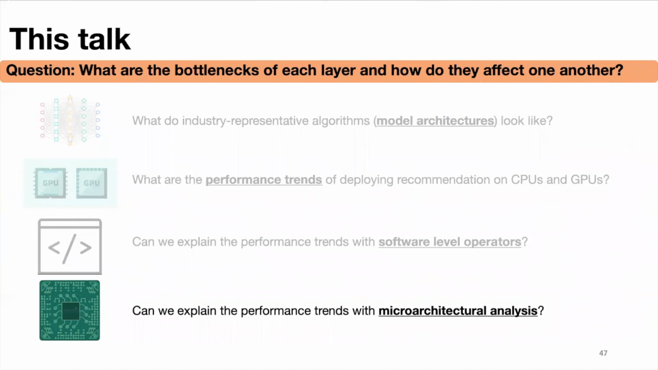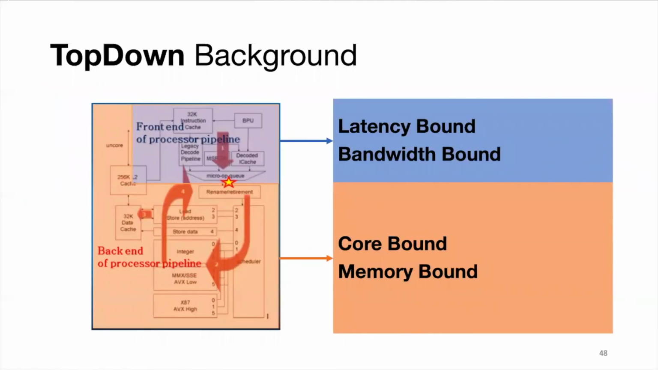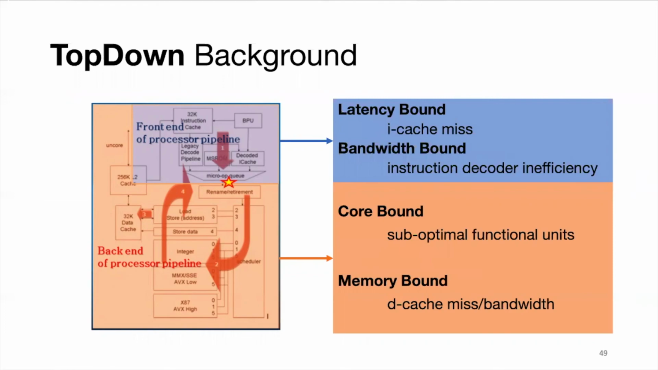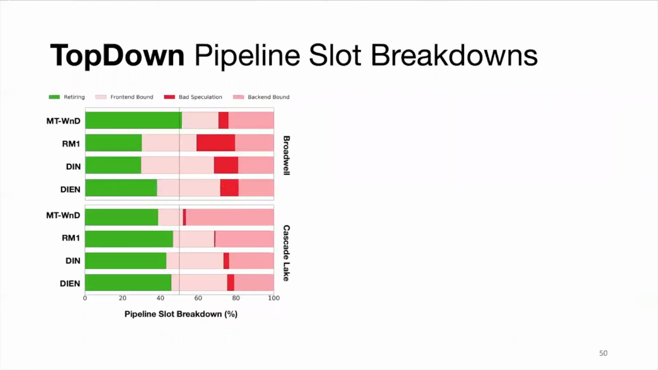Lastly, we want to tackle the performance trends from a microarchitectural standpoint. As we all know, modern processors can be split into frontend and backend. Within frontend, we can classify our problems as either latency or bandwidth related, and within backend, we can classify our problems as either core or memory related. At first glance, we've broken down our model execution pipelines into 4 categories: retiring, front-end bound, bad speculation, and back-end bound. Now, there are quite a few takeaways from our microarchitectural analysis, but I want to focus on 3 of them for this talk.